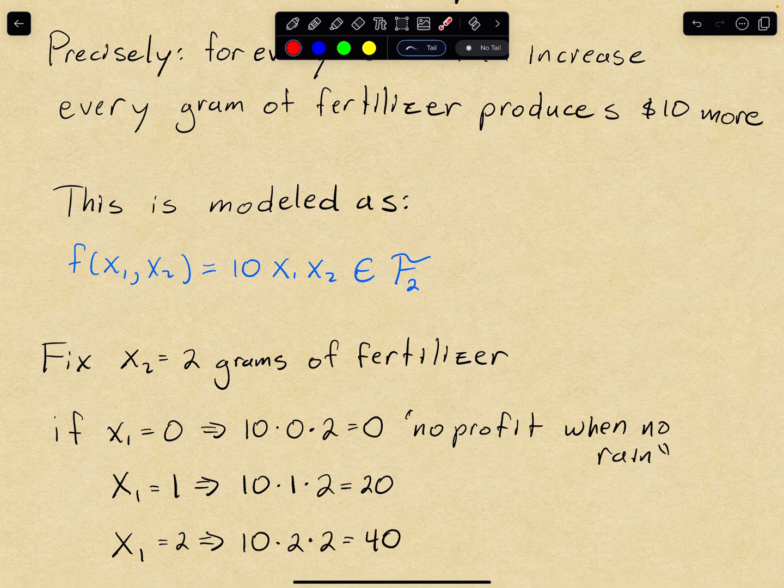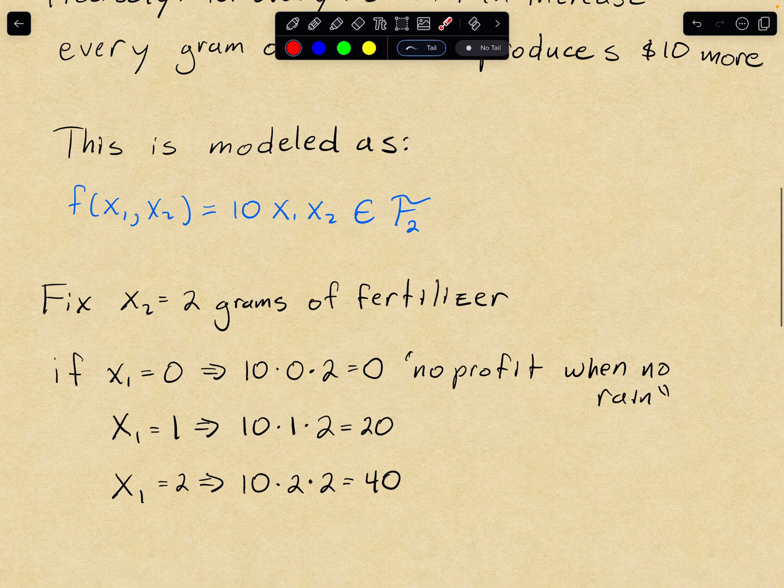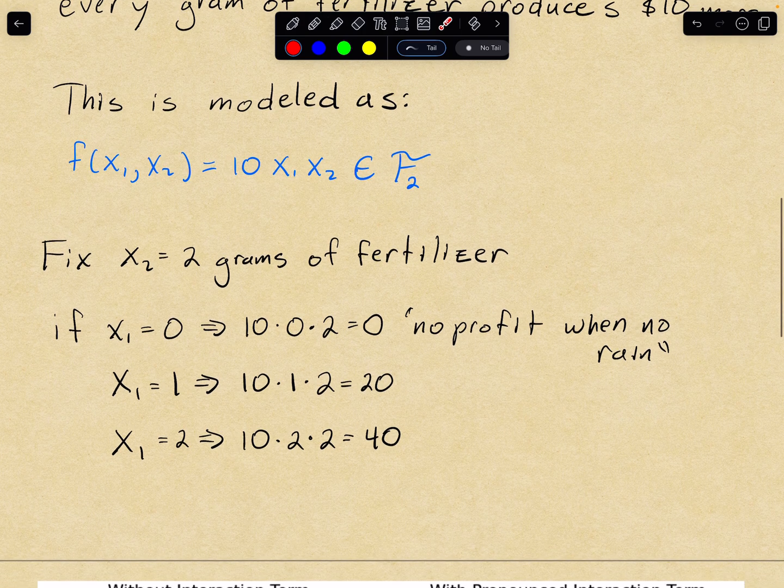Well, we can just see this through a kind of case study. Imagine we've already applied 2 grams of fertilizer, so x2 is fixed at the value of 2. Now let's think about what happens if we change the rainfall. We start first at 0 rainfall. That implies from our model that it's 10 times 0 times 2, which gives us 0 profit. So you get no profit when there's no rainfall. Basically, you get no growth of your crops.